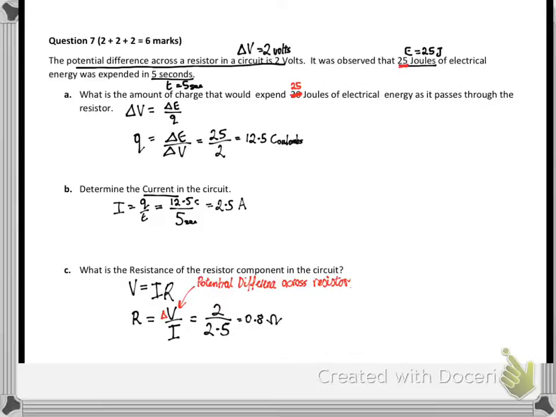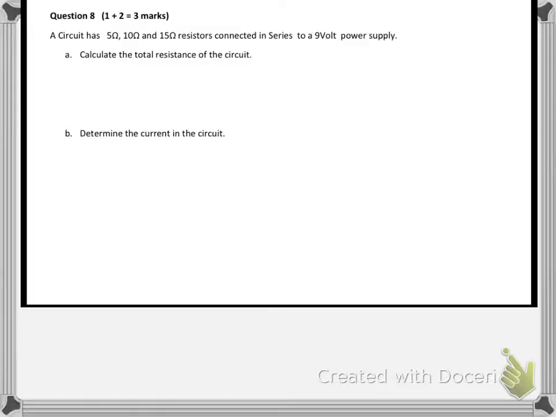This can be a challenging question because parts A, B, and C work out in sequence. So to work out C, you have to work out B, and to work out B, you have to work out A. Alright, let's move on. Question 8.